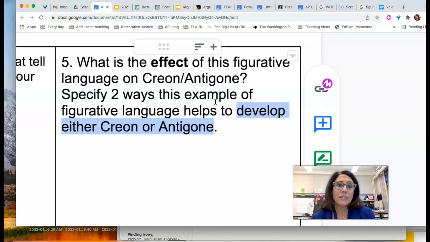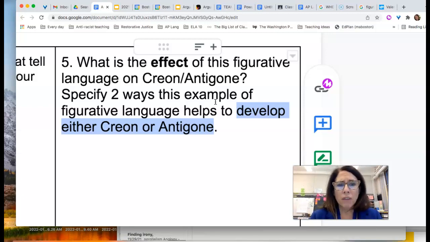The very first thing is effect. What does that mean? It means the result, right? So what's the point of this figurative language? What is the effect? What are we looking at here? What do we learn? How are they changed, right?